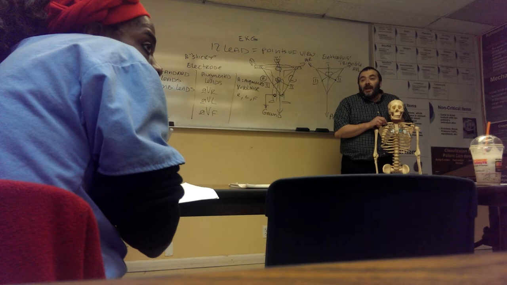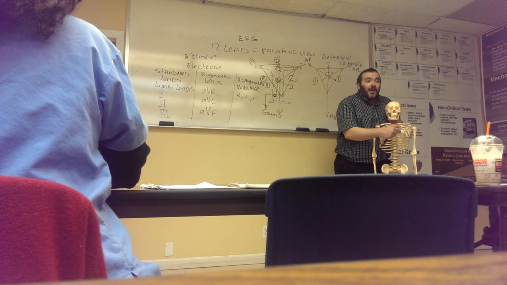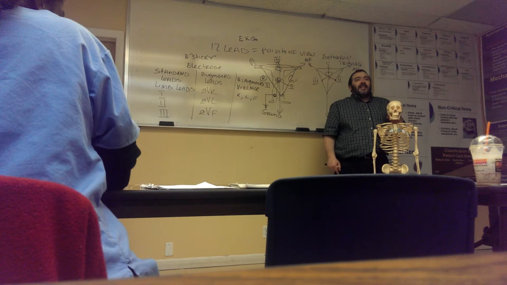V2 says fourth intercostal space, left margin of sternum. V3 says between V2 and V4. V4 says fifth intercostal space, along the midclavicular line. And then we've got V5 and V6.